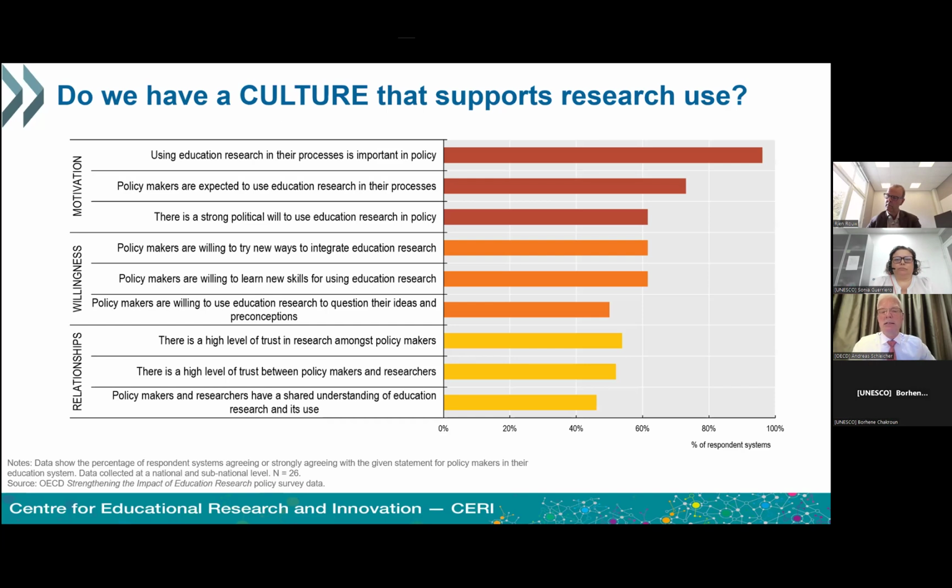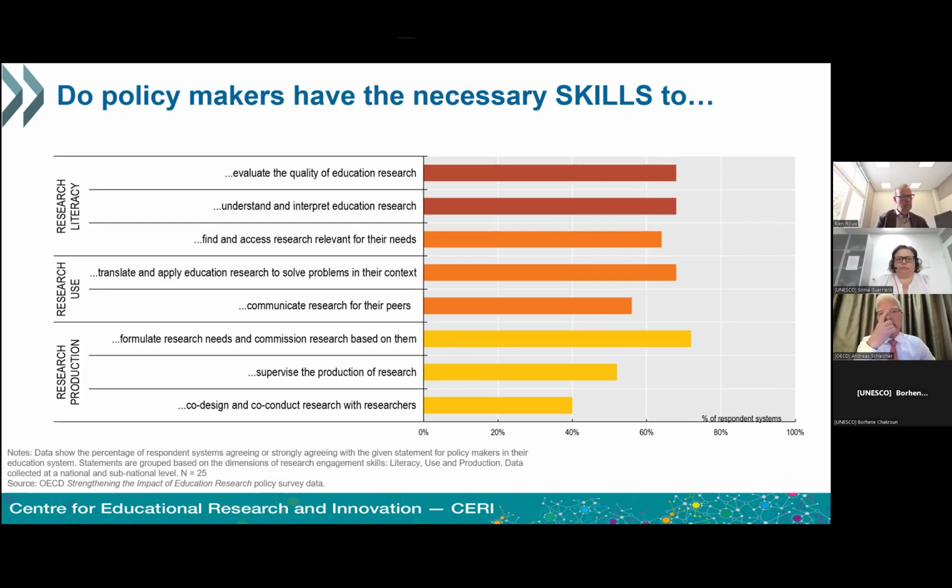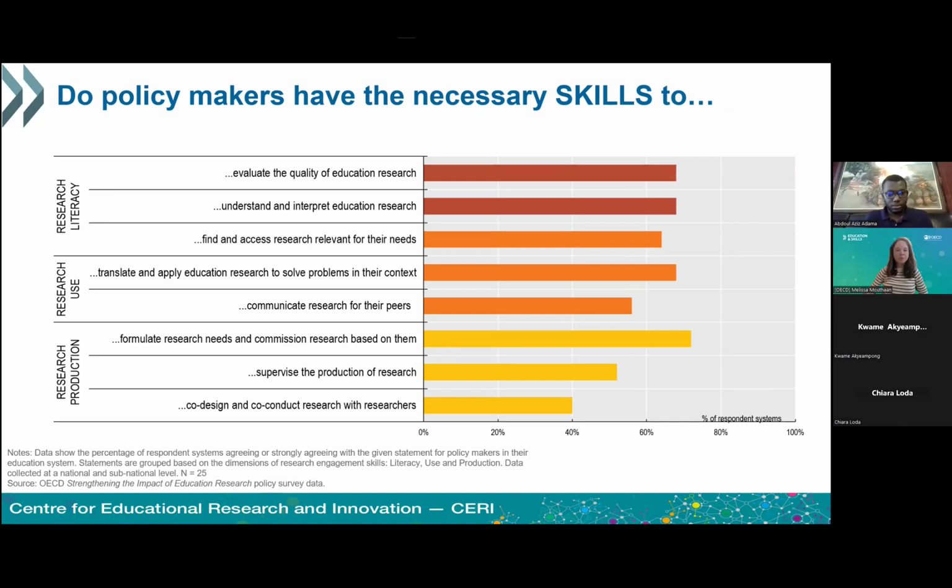So you can really see that a lot of what we are talking about is establishing more of a culture where evidence is an integral part of decision-making, that we have the training and capacity. Boren, you already touched on the policymakers having the necessary skills. You can see research literacy. Two-thirds say yes, they can evaluate the quality of education research, understand and interpret research, but one-third does not. And you can see, on the research use, the bars get even shorter. Communicate research for their peers. There's a lot of skills that we need to develop.